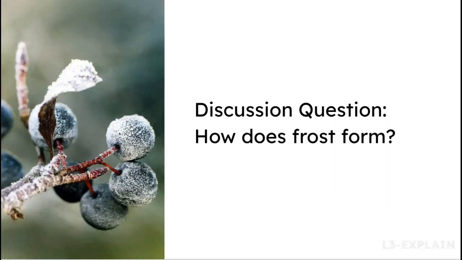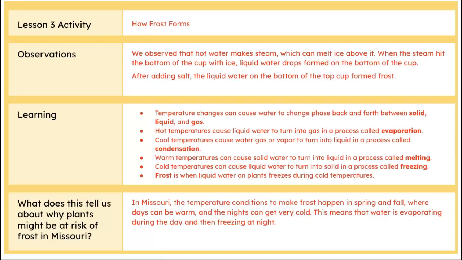For the Explain portion of the lesson, you'll bring the class together and lead a discussion about the students' observations from the investigation. Use the provided questions to guide your discussion around the question, how does frost form? The goal of this class discussion is to analyze student observations and explain how water changes phases back and forth as temperature changes. During the discussion, you will begin to fill out the Lesson 3 summary chart. You'll fill out rows 1 and 2 during the Explain discussion and complete the chart during the Elaborate.